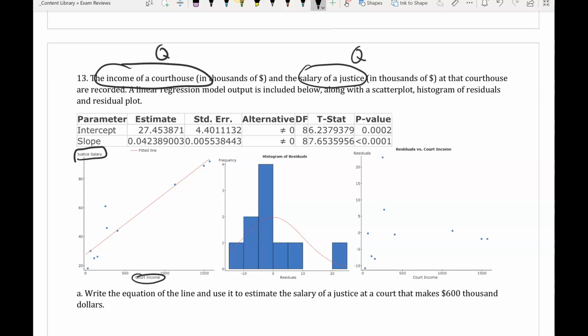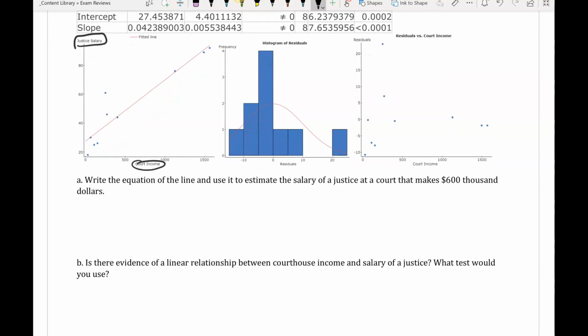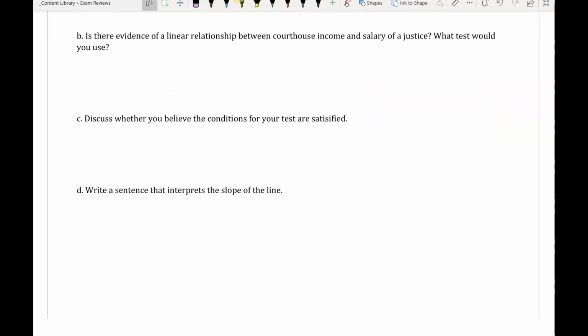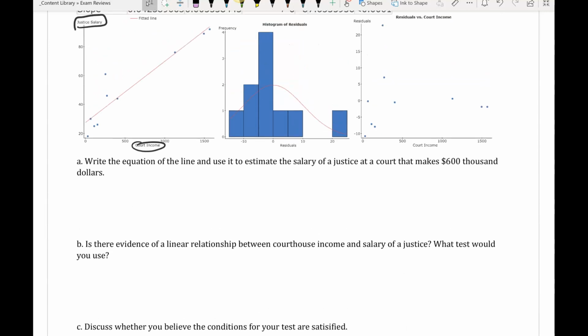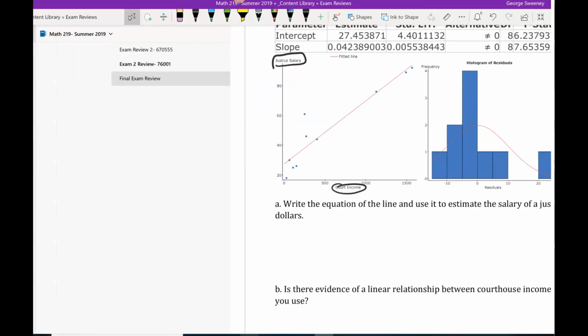I mean, there's other things too, like it's got a scatter plot. And yeah, lots of other stuff. We have a regression equation. Here we are. Okay. And that concludes the video.